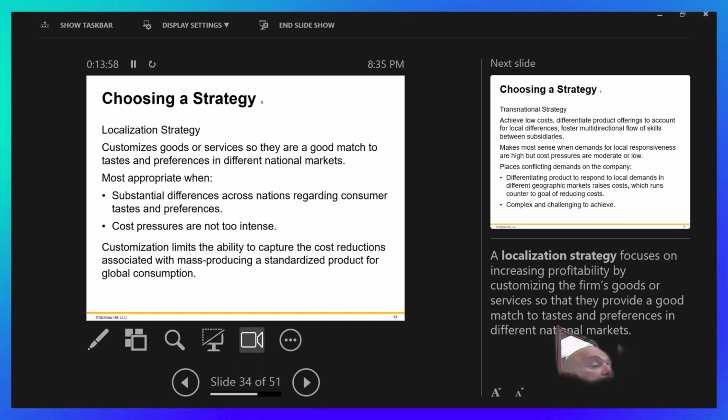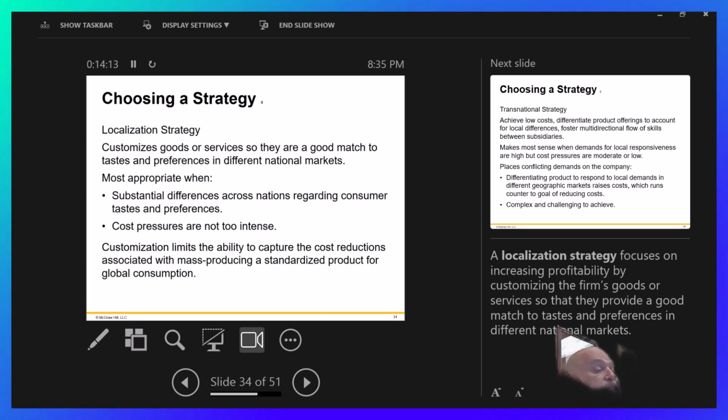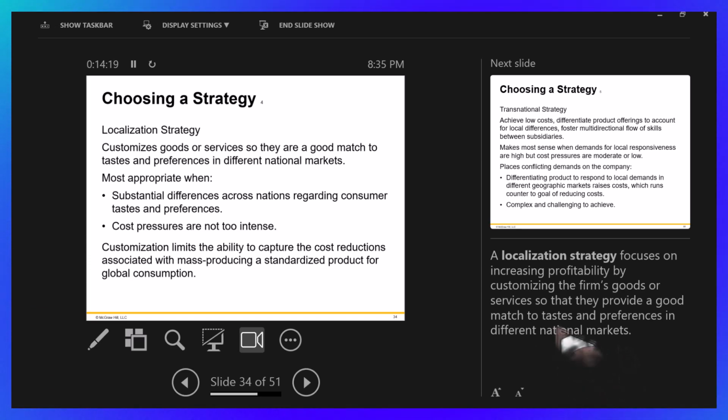Localization strategy customizes goods or services so that they are a good match to tastes and preferences in different national markets. Most appropriate when there are substantial differences across nations regarding consumer tastes and preferences, cost pressures are not too intense, and customization limits the ability to capture the cost reductions associated with mass producing a standardized product for global consumption.